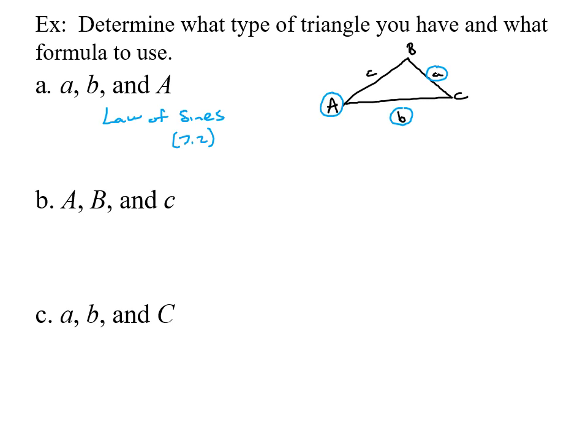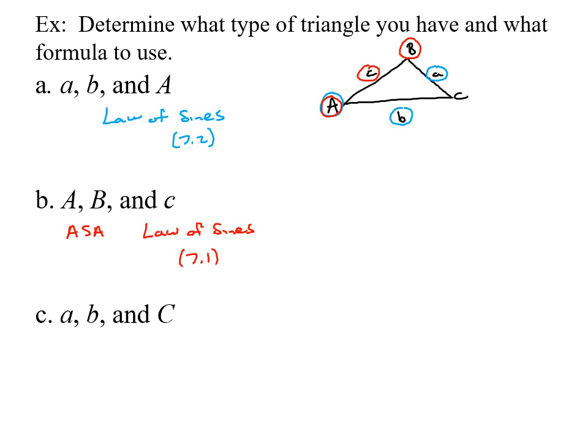If I had angle A, angle B, and side C, here I have two angles with the side between them. This is angle side angle, which is the law of sines again. That is what we did back in 7.1.